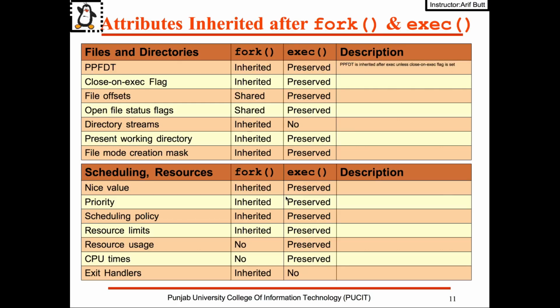Well, this slide shows us what happens to process attributes related to files, directories, and scheduling and other resources. Let me describe this last line, which says that if the parent process has registered some exit handlers, they are inherited by the child after a fork, but not after an exec.